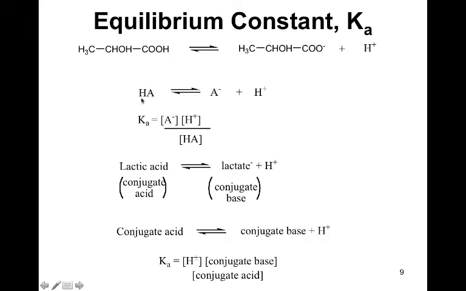of the unionized species. So lactic acid dissociates into the lactate anion, which is the conjugate base of the conjugate acid, and a proton. So conjugate acid yields a conjugate base and a proton, so the dissociation constant is the product of the concentration of the protons times the concentration of the conjugate base divided by the concentration of the conjugate acid.